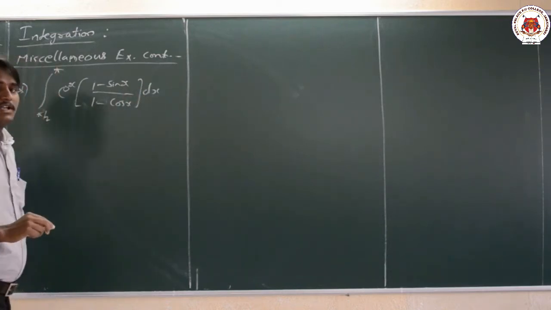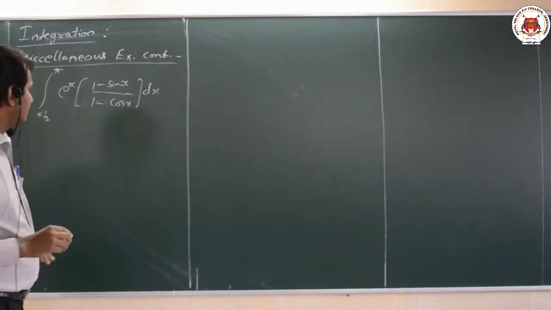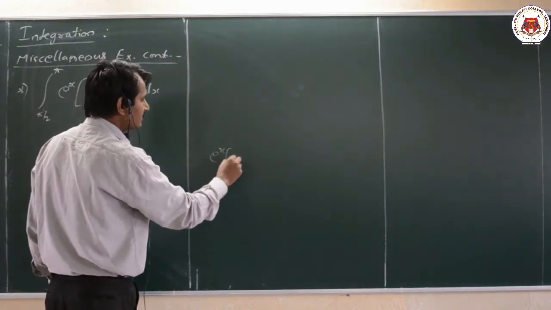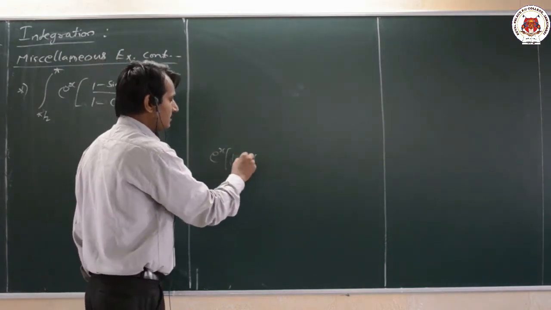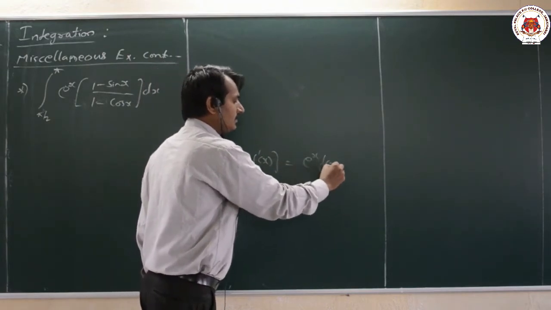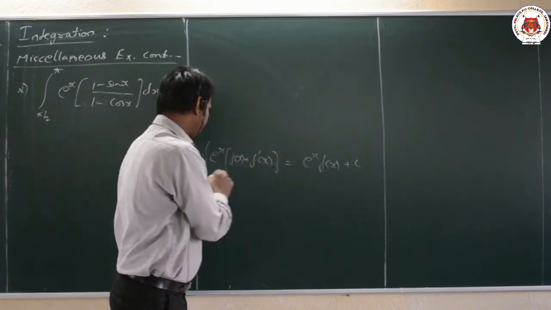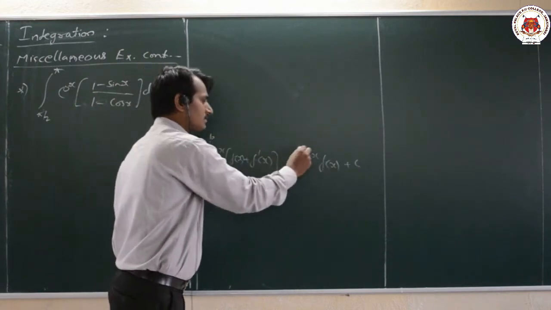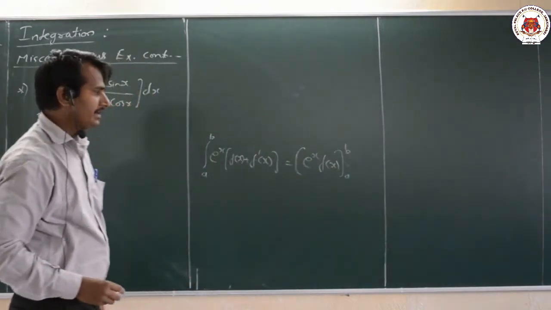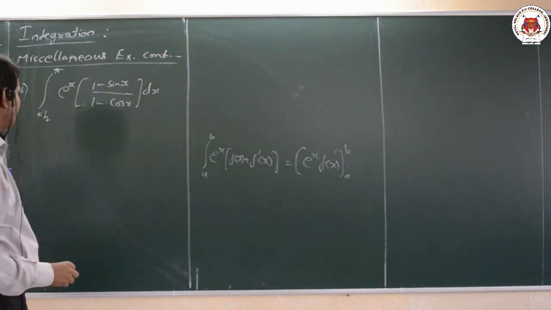Dear students, whenever the given problem is multiplied by e raised to x, we have to make use of this property: the integral of e raised to x into (f of x plus f dash of x) is e raised to x into f of x. Here the limits will be provided. If the limits are from a to b, you just have to substitute the limits instead of adding the plus c, the integral constant. That is very important.